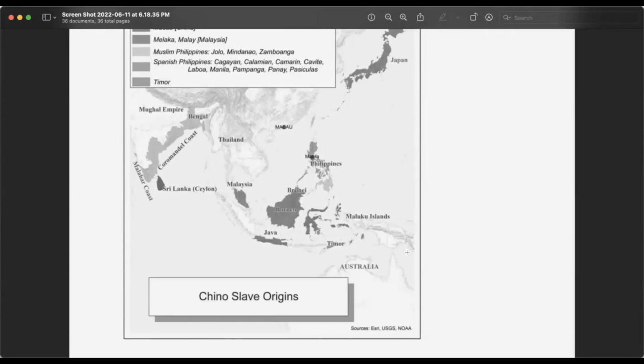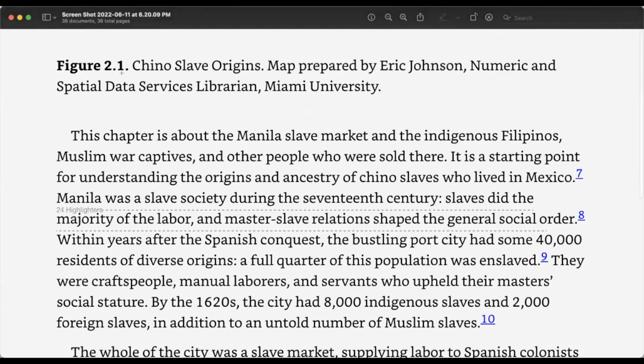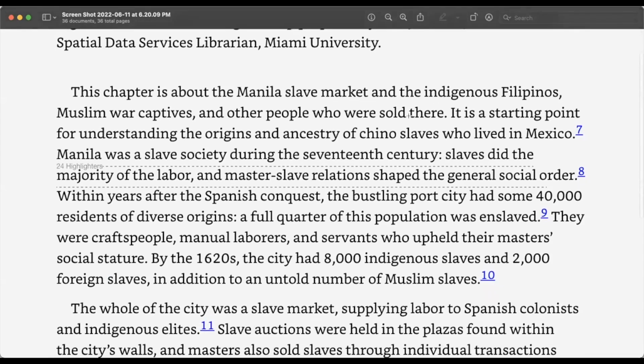Shame on you, teachers, for teaching wrong history if you're still doing it. Say something. Speak up. Change the curriculums. Stop teaching lies to the children. And again, that map says Chino slave origins, map prepared by Eric Johnson, Numeric and Spatial Data Services Librarian, Miami University. They did the research. You guys gotta understand, this is real history.